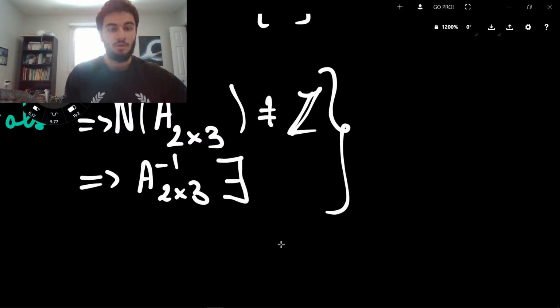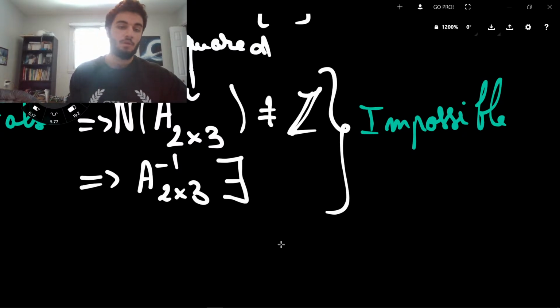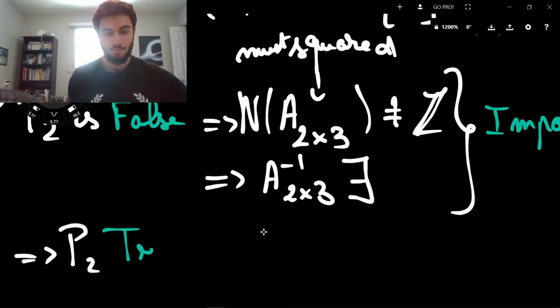Which is impossible, because we have to have our matrix be squared. It has to be squared. Must. It has to be squared. Therefore, we have that this implicates that P2 is true. Okay.